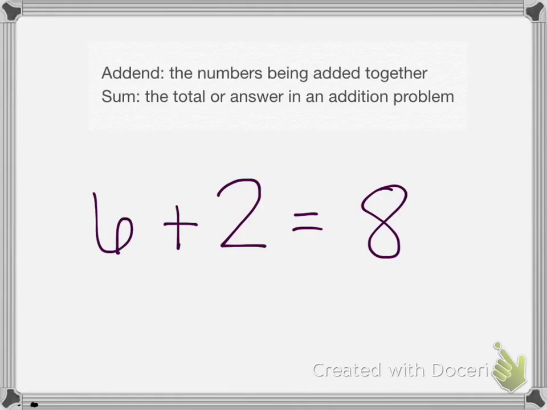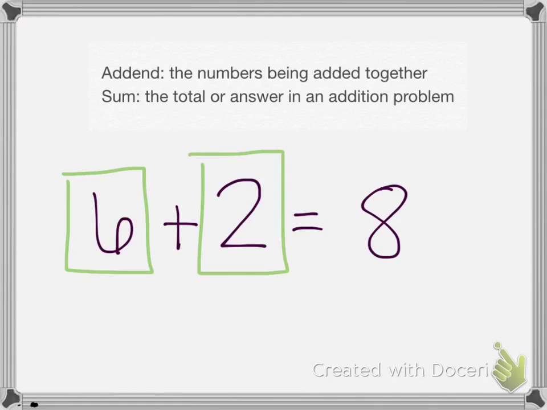Before we begin, please note the meaning of the following mathematical terms that will be used throughout this video and in your child's classroom. Addend is the numbers being added together, and the sum is the total or the answer in an addition problem. In this example, the 6 and the 2 are addends, and the 8 is the sum.